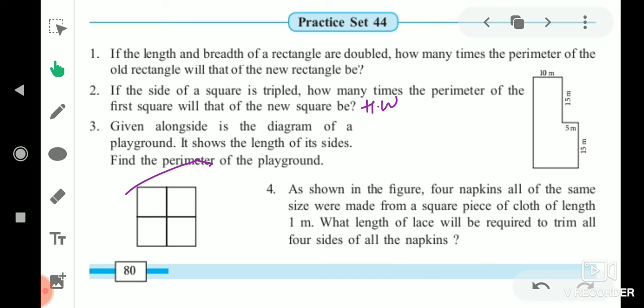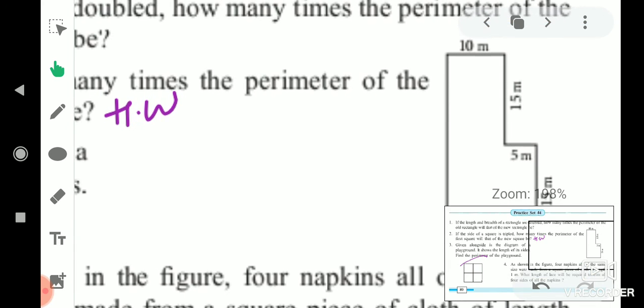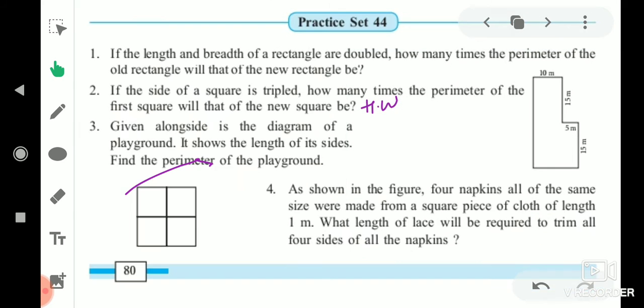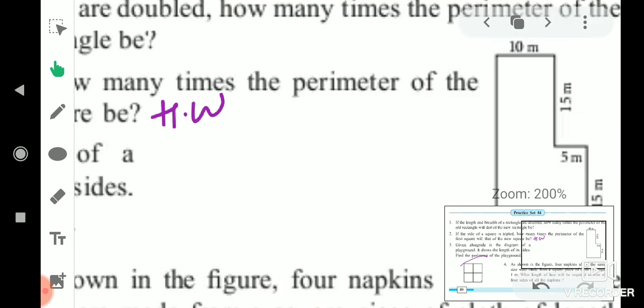Okay. Next question. Given alongside is a diagram of a playground. It shows the length of its sides. Here the sides are given. Find the perimeter of the playground. Okay, so this is the playground given and we have to find out the perimeter of this playground.